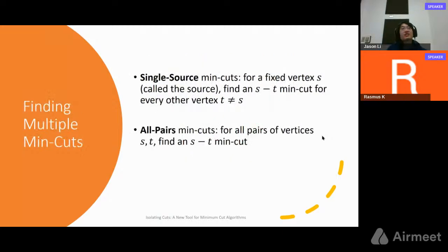Sometimes we're not just interested in a single min-cut, but in computing multiple min-cuts. For these settings, we can define a single source min-cut, which is, for a fixed vertex S called the source, to compute for all other vertices T an ST min-cut. And the most powerful variant is the all pairs min-cut, where you want to find, for all pairs S and T, the ST min-cut.